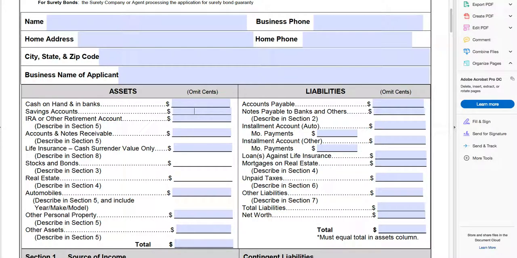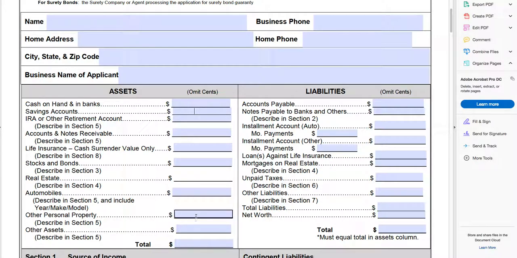The next section is the automobiles, which is the present value of these cars, right, or boats or recreational vehicles. So if, for example, you bought the car for 25K and currently it can only sell for 10K, you'll only put 10K in here. Okay.